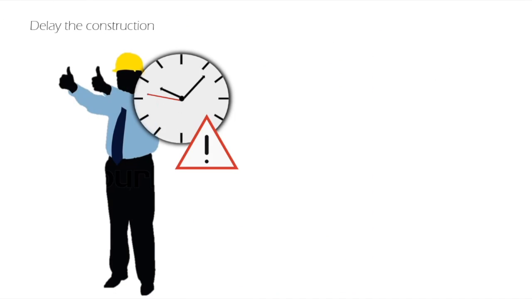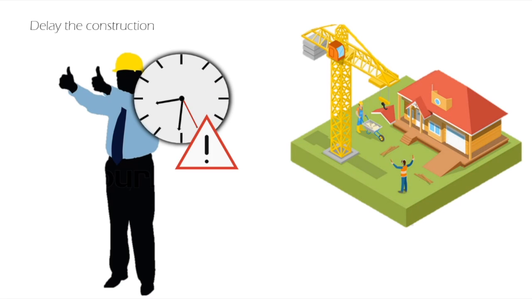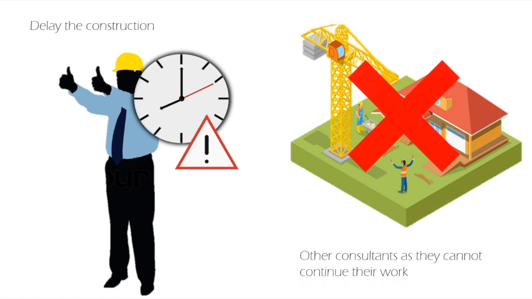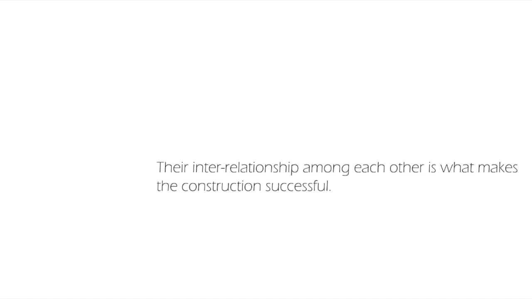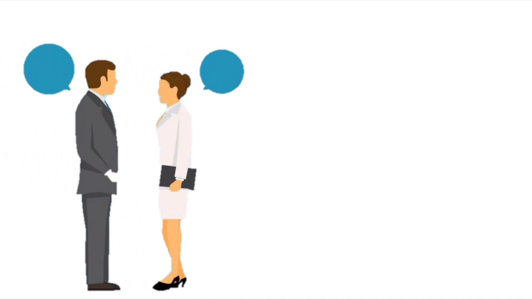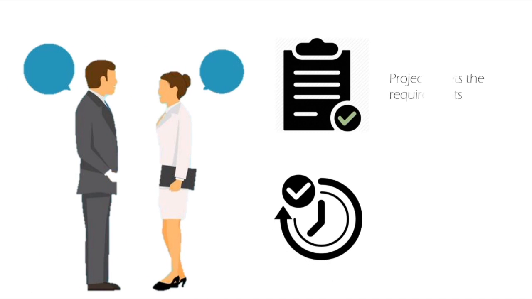For example, if the contractor always procrastinates, this will not only delay the construction, it will also lead to dissatisfaction of the client and other consultants as they cannot continue their work. So, every player is important in the construction process. Besides being physically in the project, their interrelationship among each other is what makes the construction successful. Communication between each party ensures the project meets the requirements and completes on time.